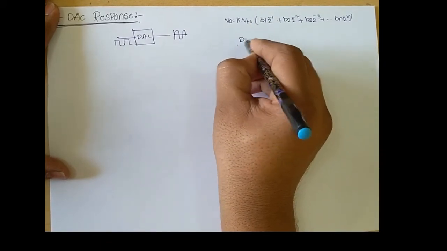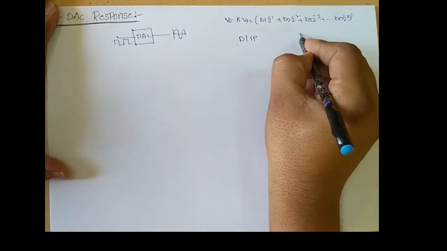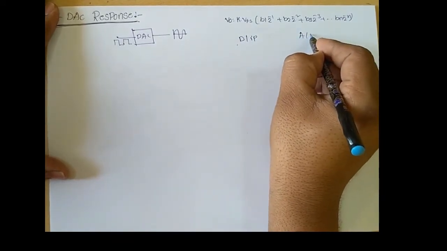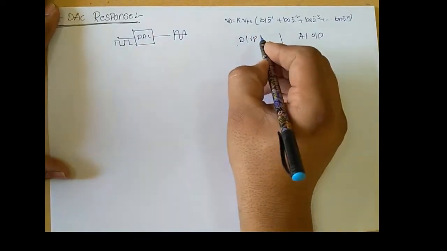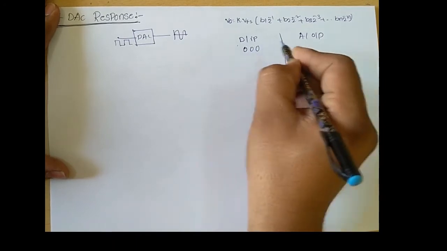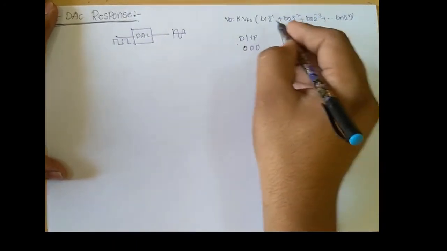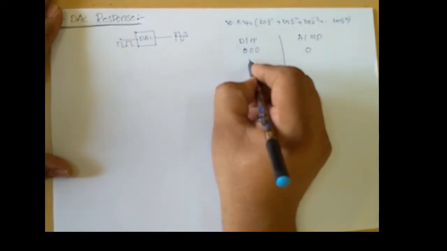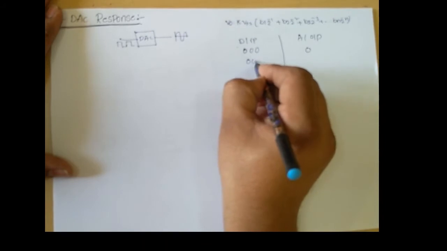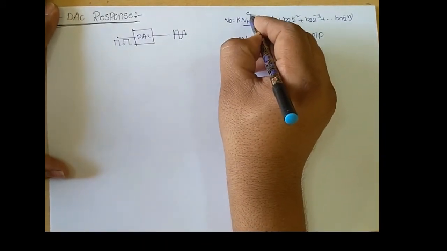Okay, so here we consider the digital signal as the input, and here we will get the analog signal as the output. Here we are giving the digital bits 000. With respect to this given digital bit, we will get the output 0. Similarly, we consider another input, 001. At that time, we can assume the reference voltage is 8 volts.